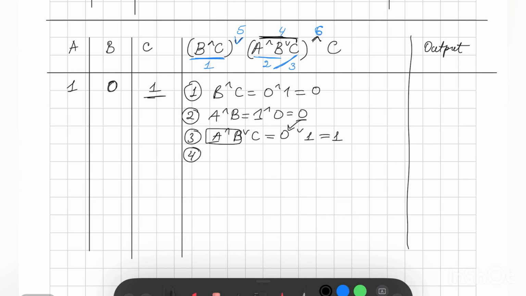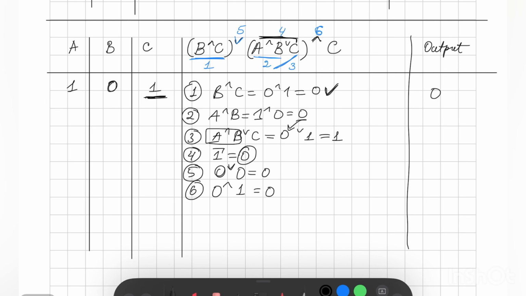Fourth step, not the third step. So not 1 will be 0. Fifth step, the first step was 0, or a result of this one, 0. 0 or 0 will be 0. Sixth step is 0 and 1. C is 1, so it will be 0. Output is 0 as well.